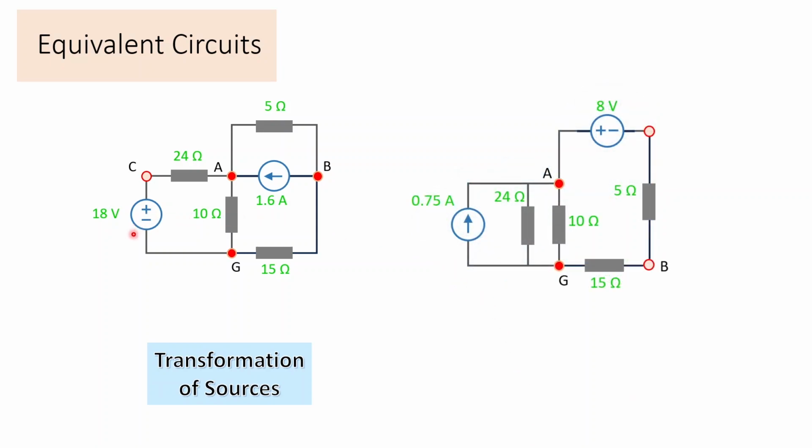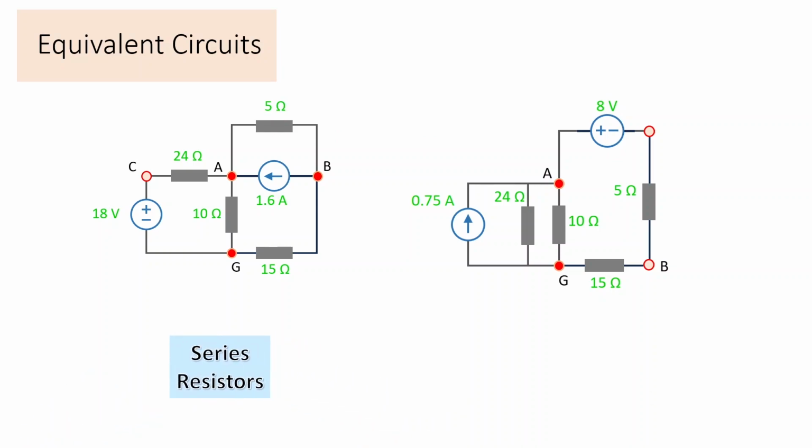So when we do that, the 18 volts in series with 24 ohms became a current source in parallel with the 24 ohms. And the way this works is you would get the current in the current source as the 18 volts divided by the 24 ohms. Now, the 5 ohms and the 1.6 amps that were in parallel are replaced with a voltage source in series with the 5 ohms, and the volts is found by the product of the 1.6 amps and the 5 ohms, so 8 volts.